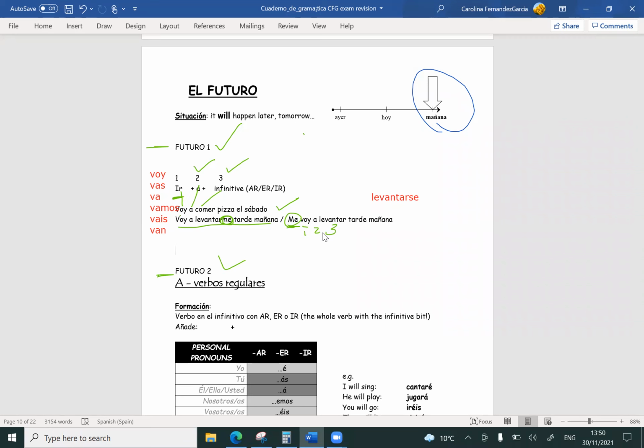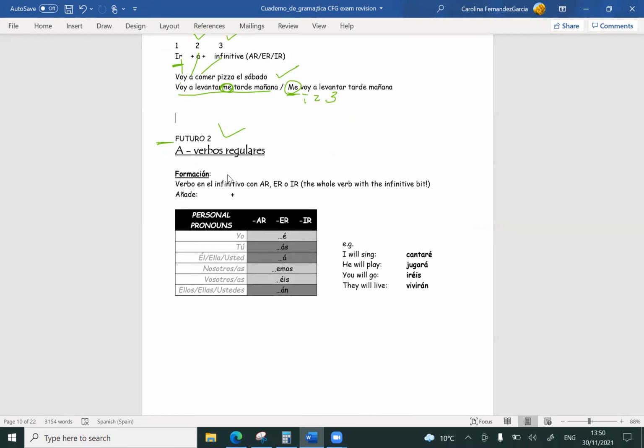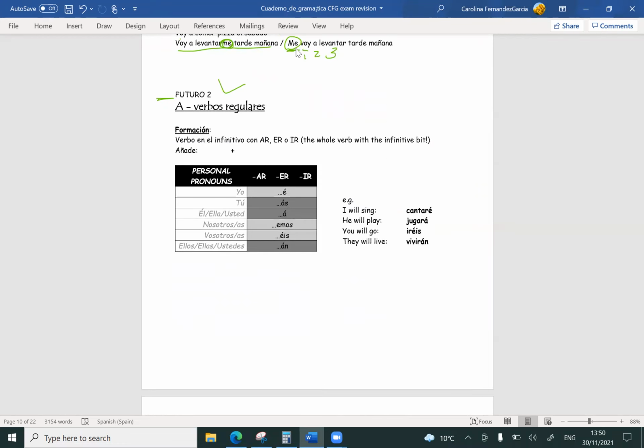So this is the easy future. Now, what's the other future? The other future is when you need to say, I will do something. So how do we form it? Here we have two types of verbs, the regular verbs and the irregular verbs. Let's start with the regulars. With the regular verbs, we keep the whole verb in the infinitive. We're not getting rid of anything, and we add these endings. And the good news is we have the same set of endings for the three groups, ar, er, ir.